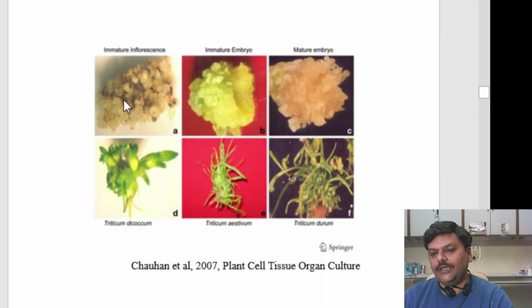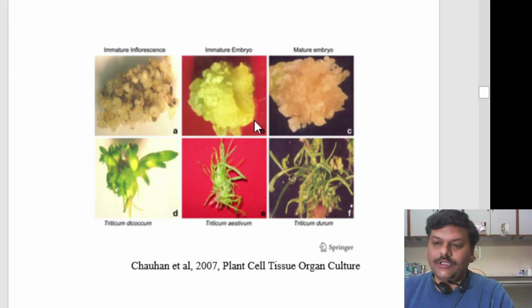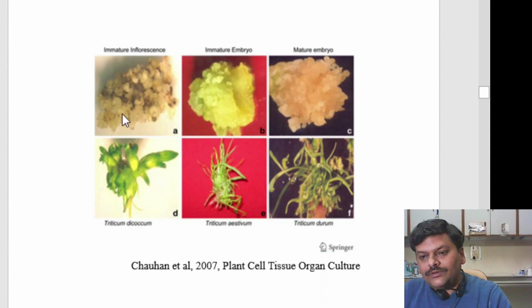In the case of Triticum dicoccum, immature inflorescence, that is immature flowers, were taken as an explant source. In the case of Triticum aestivum, immature embryo was taken as an explant source, and in the case of Triticum durum, a mature embryo from dry seeds was taken as an explant source. If you see on the surface, these round structures, these beautiful round structures, are somatic embryos, and here also.